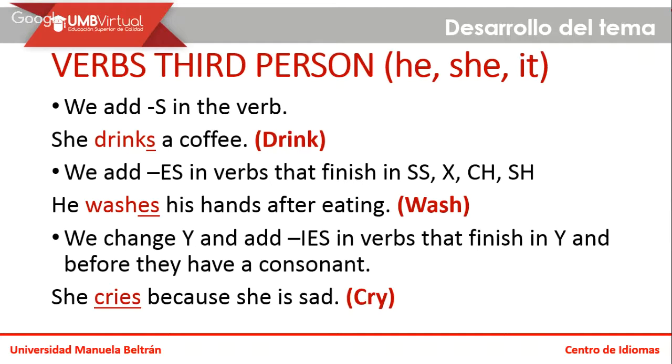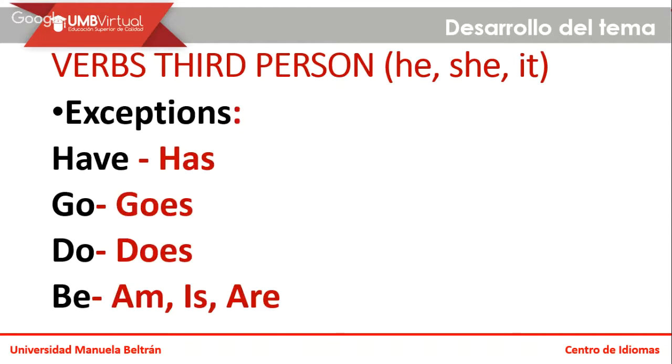Cry. All right? So, entonces recordemos que dentro de estos tres verbos, como yo les había mencionado anteriormente, tenemos tres reglas. El primero de ellos, solamente le agregamos una S. There is just this rule. The second word, como termina en SH, le agregamos ES. Y finalmente, el cry, como tenemos una Y, pero antes de ella hay una consonante, le agregamos IES. All right.